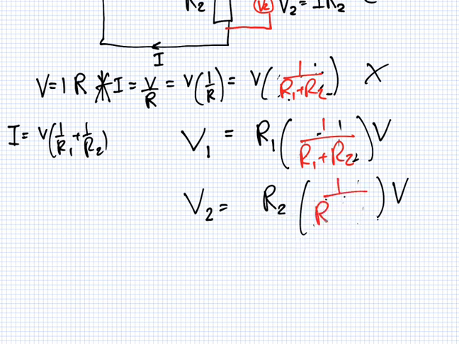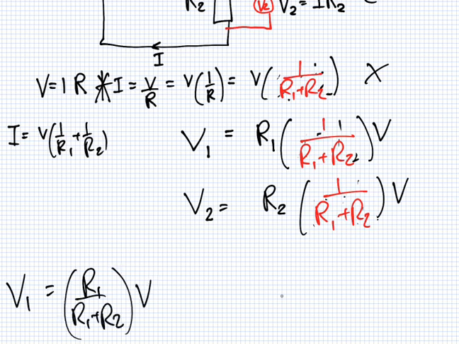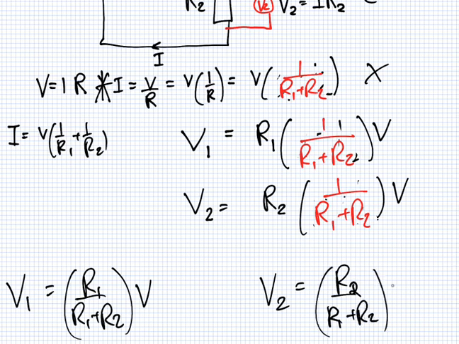So our answer is V1 is R1 over R1 plus R2 times V, and V2 is R2 over R1 plus R2 times V.